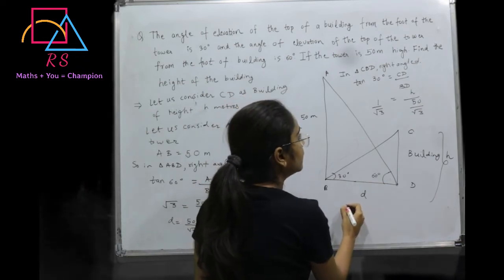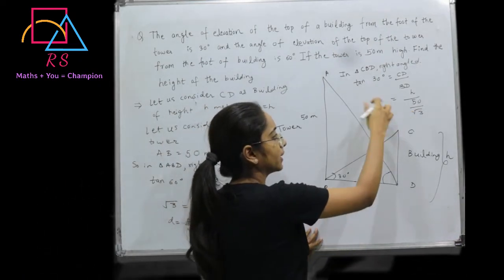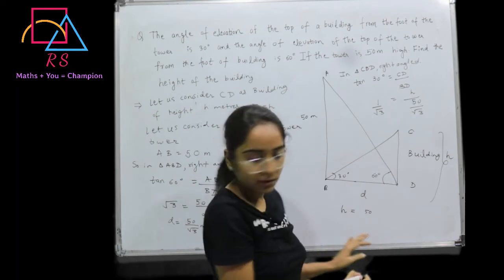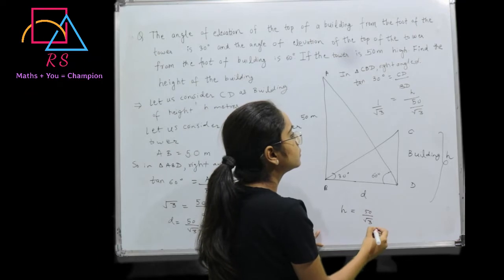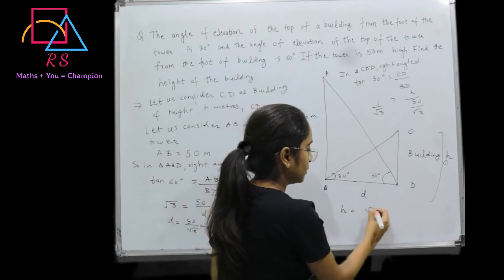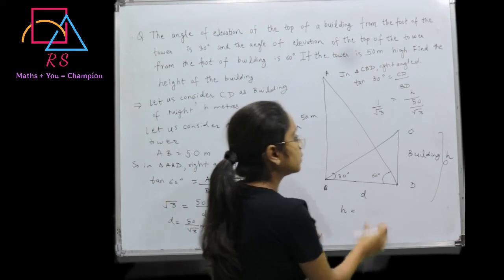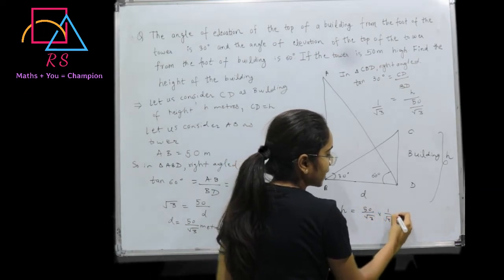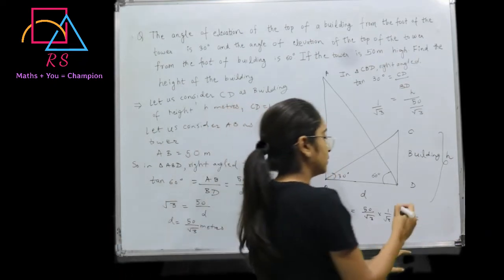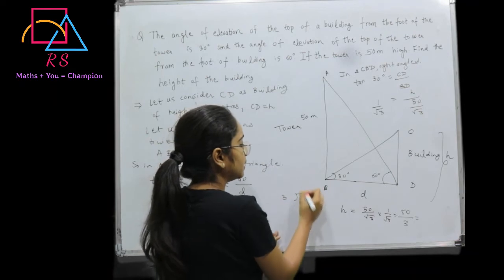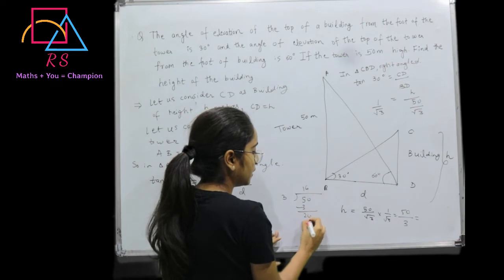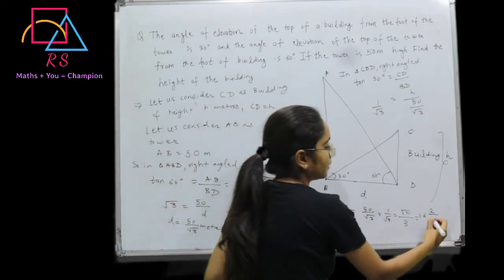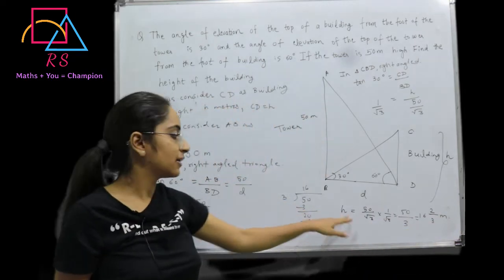So further I can simplify and get the value of H is equal to 50 upon root 3 if I cross multiply. I can just multiply this 50 upon root 3 into 1 upon root 3. I get 50 upon 3, which, if we divide 50 by 3, we get 16 and a remainder of 2. We can write it in the form of quotient, remainder upon divisor, 16 2/3 meters. So in this way we have calculated the value of H.